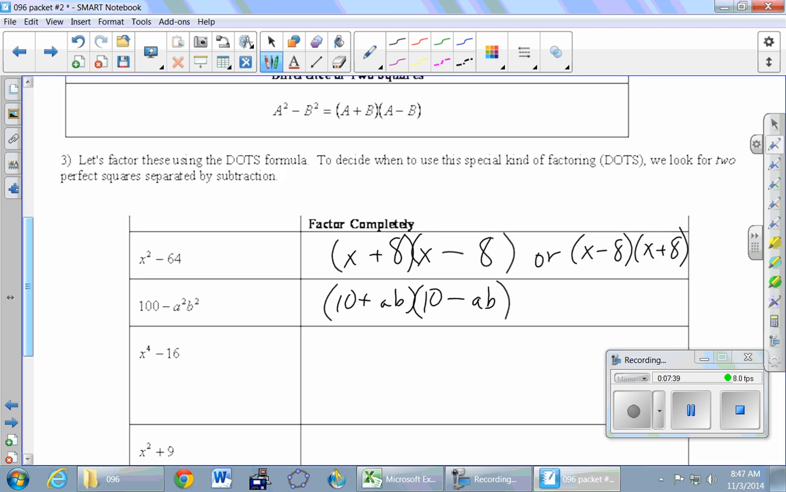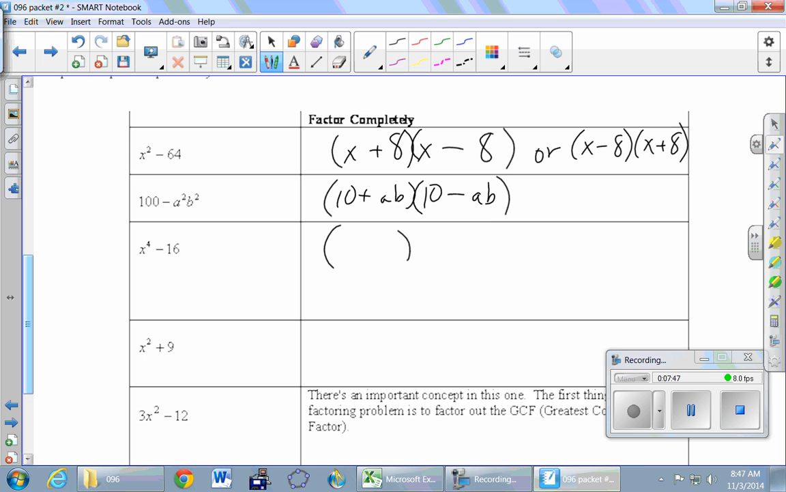Next example, x to the 4th minus 16. It is the same pattern, 2 terms, minus sign in the middle. Both of them are perfect squares. So we start with the parentheses. 2 things that are the same that are going to multiply to give me x to the 4th is x squared and x squared, right? And then 2 of the same numbers to give me 16, 4 and 4. You can't do 8 and 2. It's got to be the same number in order for this canceling to happen in the middle. And again, 1 plus and 1 minus in either order.